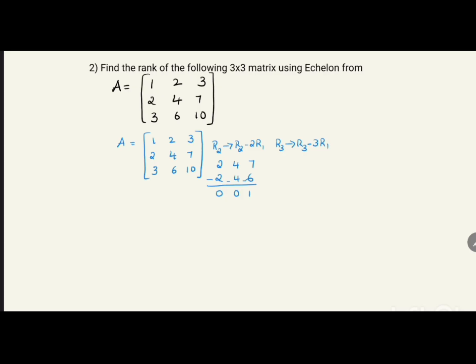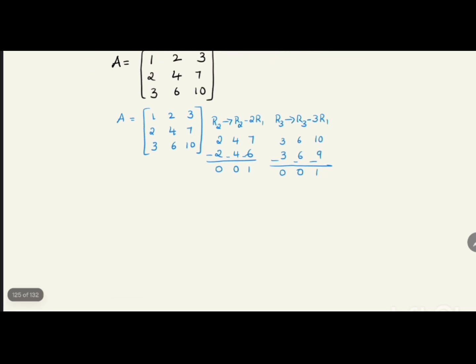Now coming to this row operation, that is R3 minus 3R1. What is R3 here? 3, 6, 10. And I have to multiply R1 with 3. 3, 3 2s are 6, 3 3s are 9. Okay, so I will subtract these two, 0, 0 and 1. Yes, here, students, we shall replace these rows: 1, 2, 3, 0, 0, 1, 0, 0, 1.